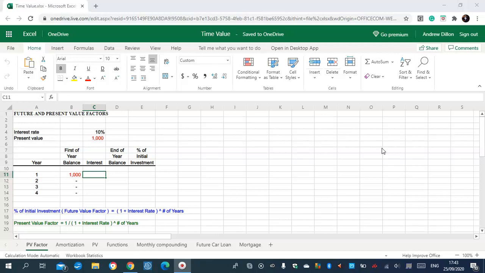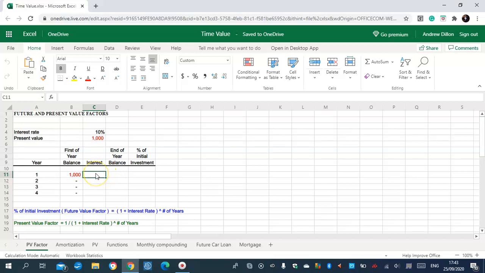This will present and summarize future and present value factors, functions, the monthly and car loans, the mortgages, all about the interest rates, all what's going on in the financial world. So, as you start off, we'll have the first year of the balance for 4 years, but what's missing is the end of the year balance, and the percentage of initial investments.